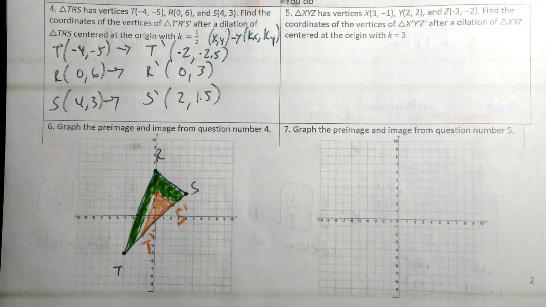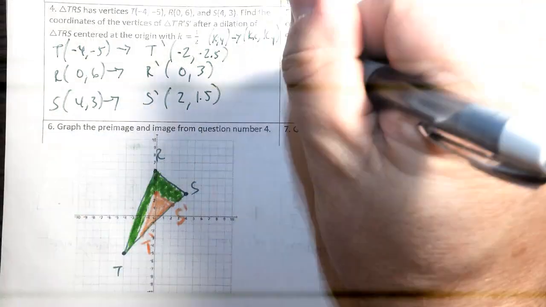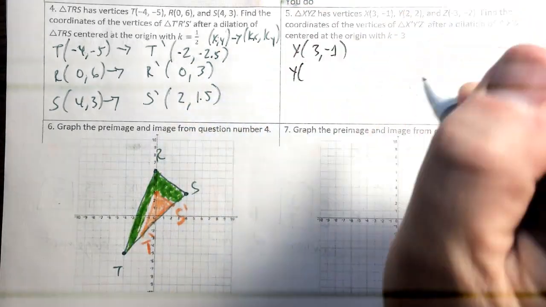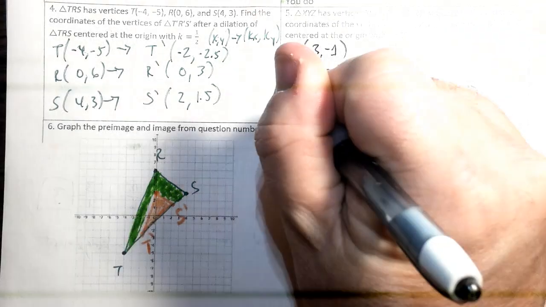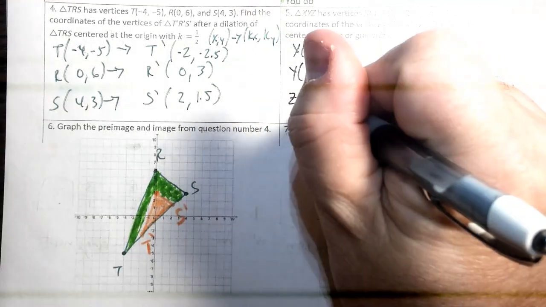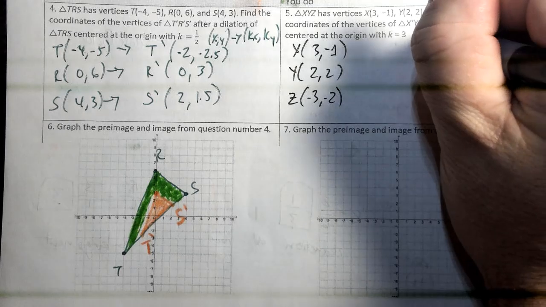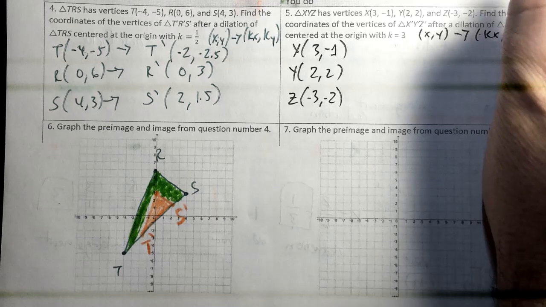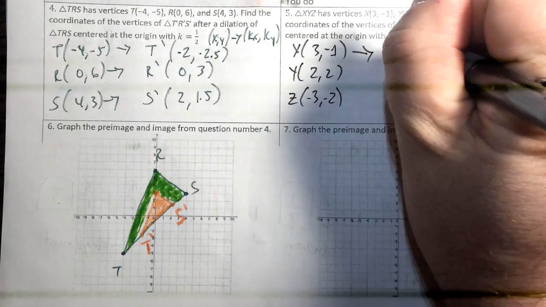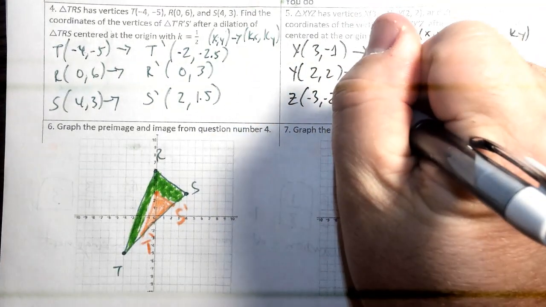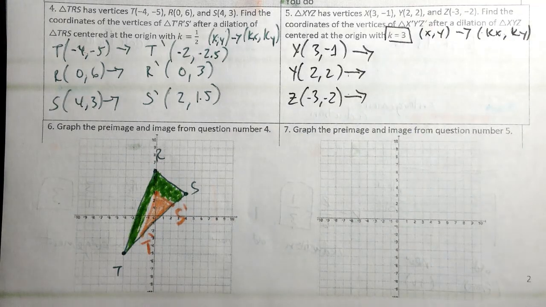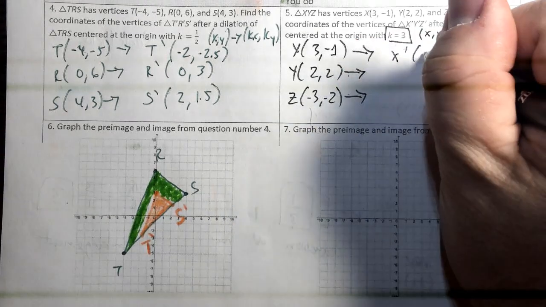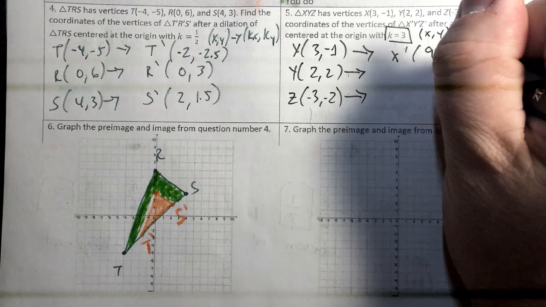All right, X, Y, Z. Say X is (3, -1), Y is (2, 2), and Z is (-3, -2). So again, (x, y) becomes (kx, ky). This one we are multiplying by 3, so it's going to be an enlargement because it's greater than 1. All right, so X prime, 3 times 3 is 9, -1 times 3 is -3.